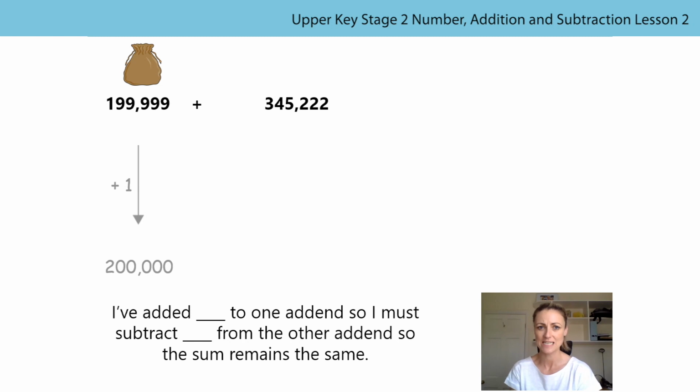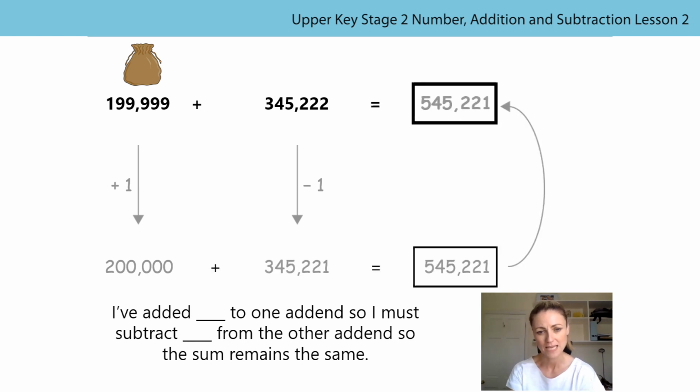So if I have added 1 to the first addend, what have I got to do to the second addend? This is easy, isn't it? I'm going to subtract 1. So 345,222, subtract 1. Let's focus on that 1s column is 345,221, and that is now much easier to add. 200,000 add 345,221 is equal to 545,221.